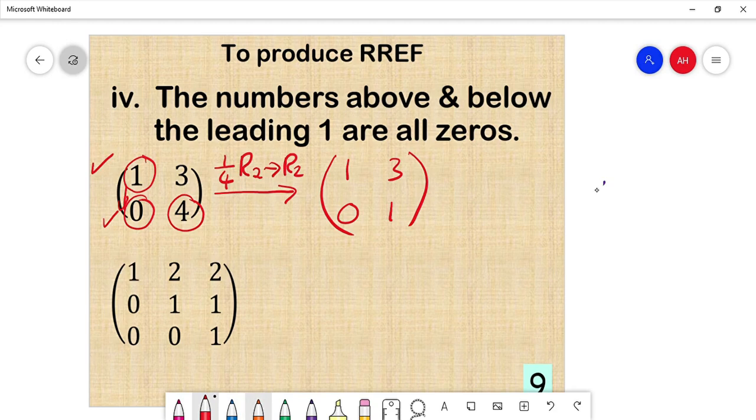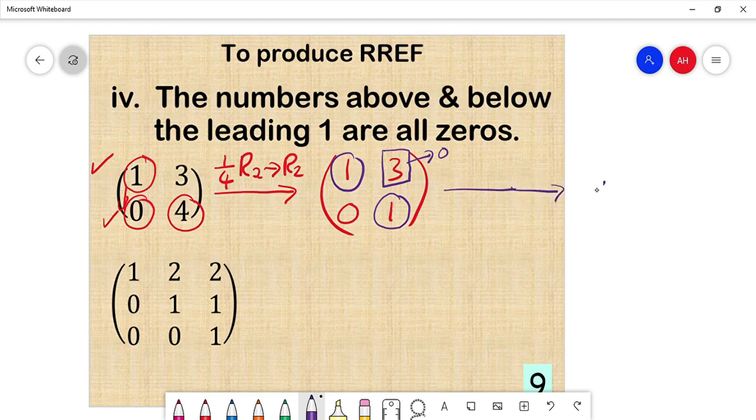The leading one is this for row number 1, and the leading one for row number 2 is this number 1. But for this condition, it says that the number above a leading one must be 0. That is, this number 3 here must be converted to 0. We have to change this number to 0. So how to do that? We have to use elementary row operation to do that.